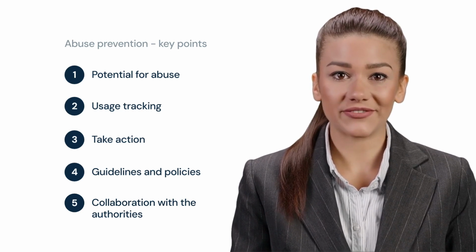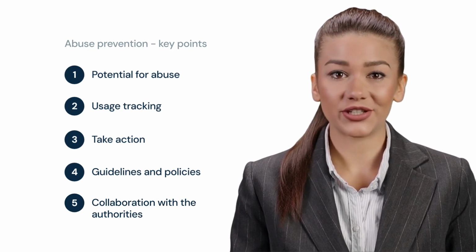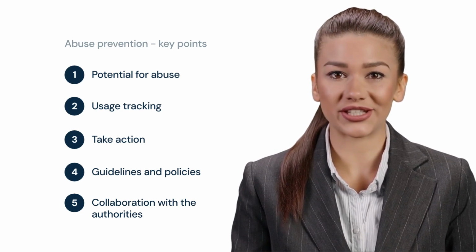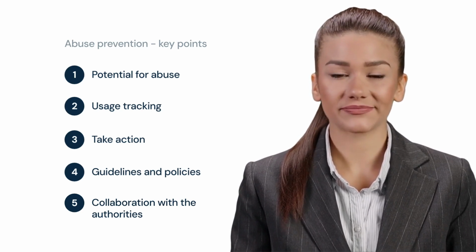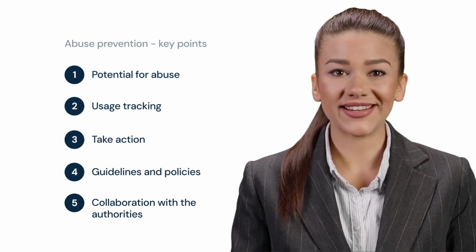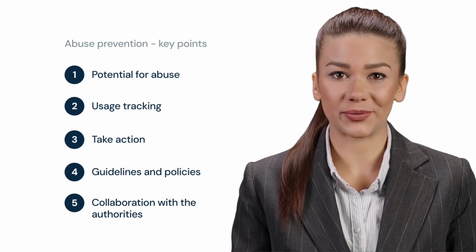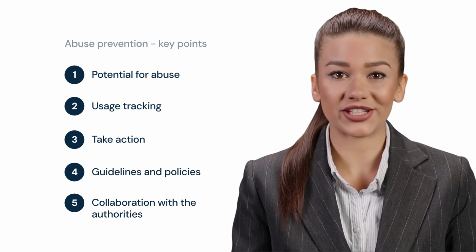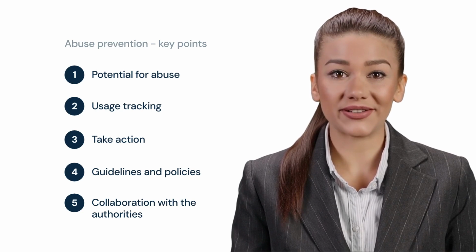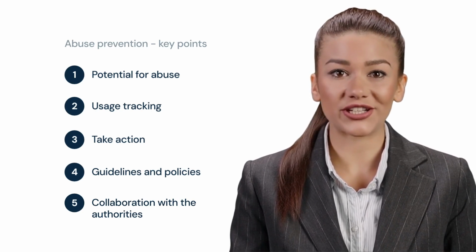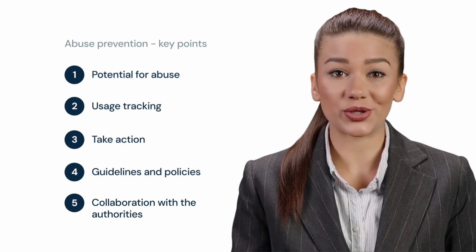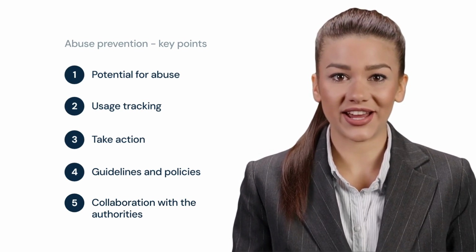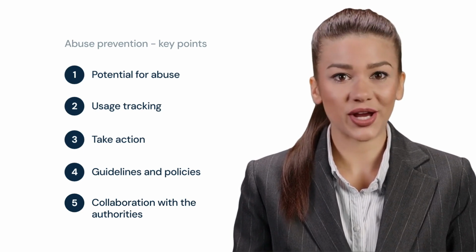Guidelines and policies. It is advisable to have clear usage guidelines and policies for your chatbot. These should outline what is and isn't allowed, as well as the consequences for abusing the rules. Cooperation with authorities. In serious cases of abuse or illegal behavior, it is important to collaborate with the relevant authorities to deal with the situation legally. In summary, preventing abuse is critical to ensuring your chatbot is used responsibly and to avoid negative consequences. Constant vigilance and swift action are key to maintaining a safe and ethical online environment.